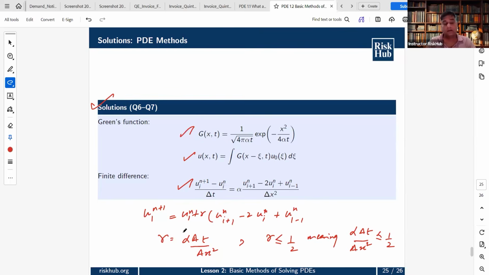From the financial interpretation, if the time step is too large relative to the asset price grid spacing, the numerical option price can become unstable or oscillatory. That is why practical pricing engines use implicit or Crank-Nicolson methods more often than purely explicit schemes. Okay. So this is for question number 6 and 7. For questions 6 and 7, we have Green's function and explicit finite difference, right? So this was 6 and 7.